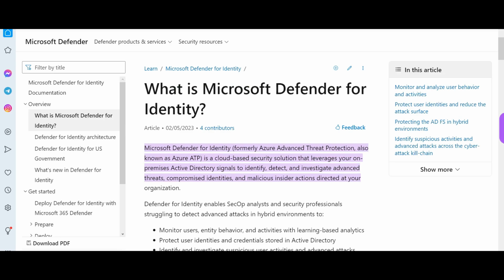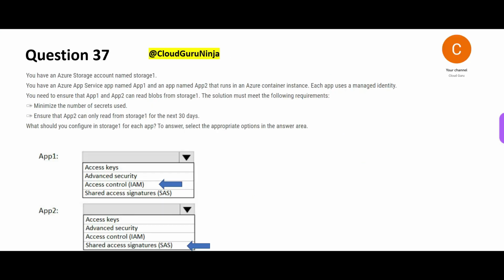Okay. Advanced security is a security solution. It will help you with threat protection. This is also known as Defender for Identity now. So these two would be the final answers.